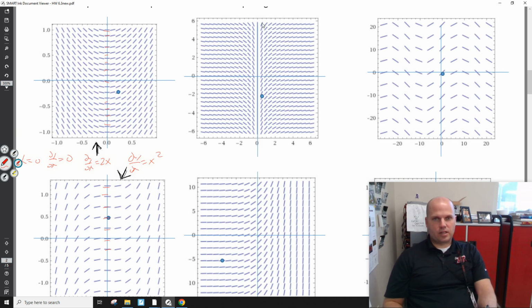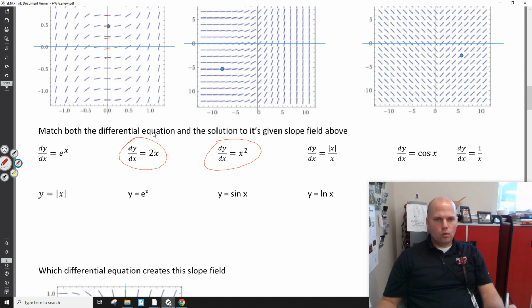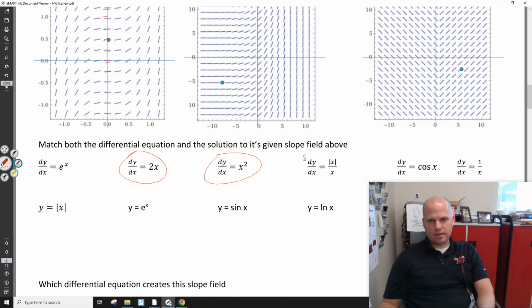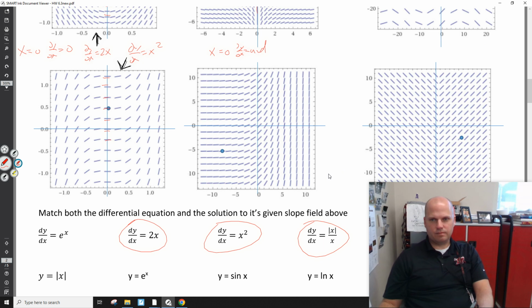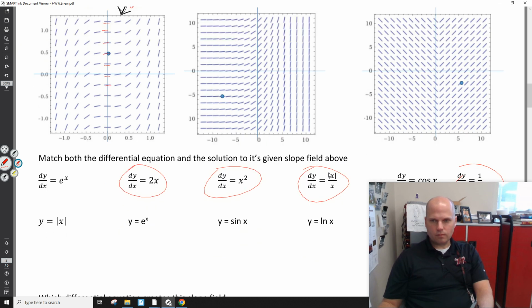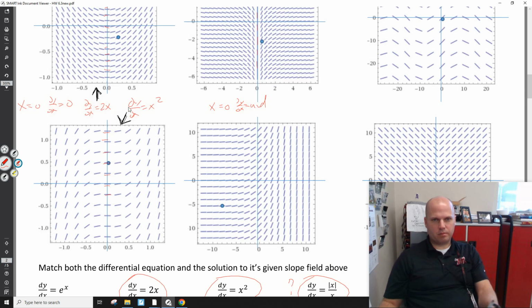What's the next one? The next one I notice, you don't really see it, but there are vertical tangents here. When x is 0, dy/dx is undefined. Which one of these, when I plug in 0, do I get an undefined? Well, it's either this or this. This is 0 over 0, which means it's going to approach something. I'm going to pause on this one. I feel like this is one, but let's write down those two options.